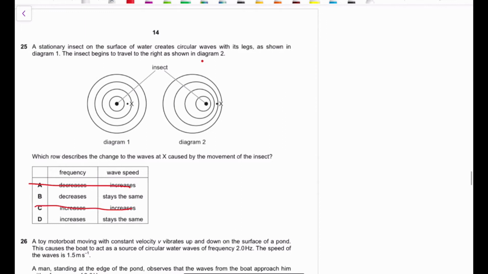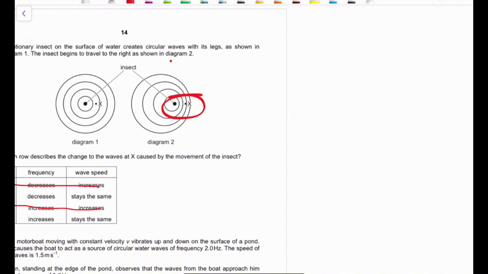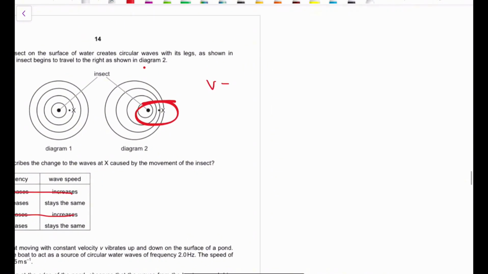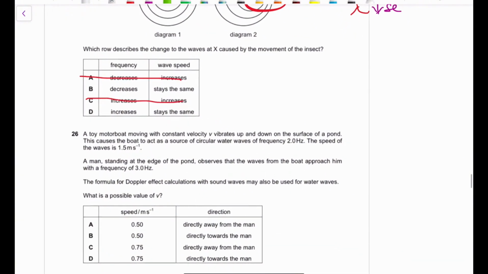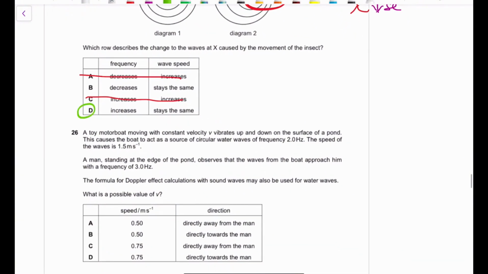But what about the frequency? As you can see over here, the wavelength is getting squashed up. The waves are getting squashed. But I know that V is going to be F lambda. So F is inversely proportional to lambda. So if they're getting squashed, it means that lambda is going to decrease. What does it mean about your frequency? Your frequency is going to increase. So your answer is going to be D. Very important.